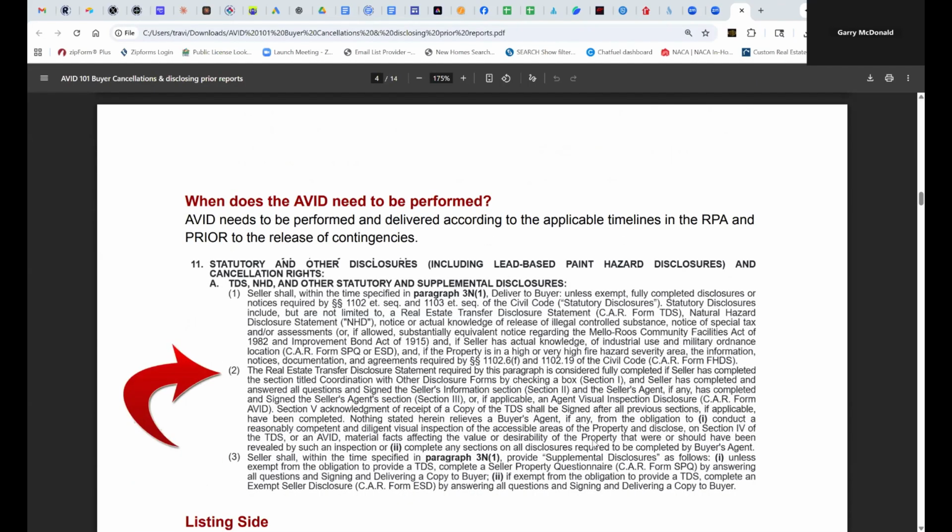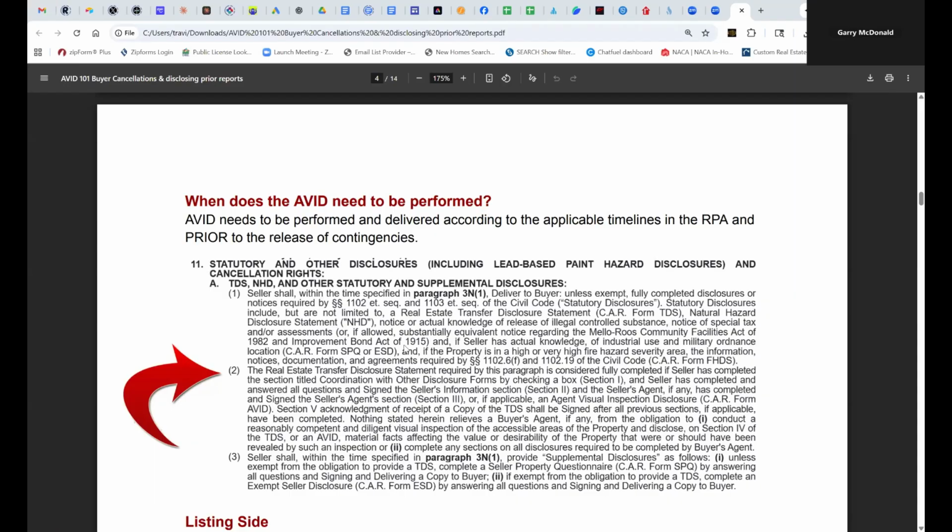So when does the AVID need to be performed? This is another big one. AVID needs to be performed and delivered in accordance to the applicable timelines in the RPA and prior to the release of contingencies. I don't know how many times I see one come across that is done basically the week of closing or at the same time as the VP. That is not when you do the AVID. The AVID needs to be done prior to the release of contingencies.